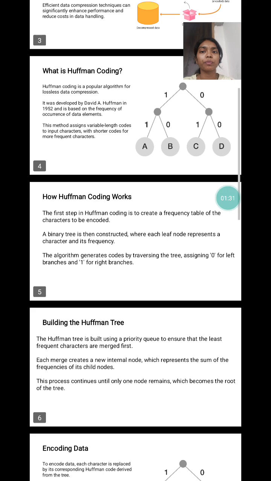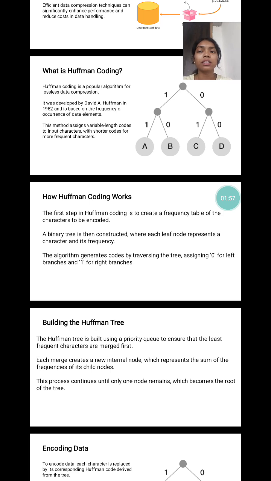What is Huffman coding? Huffman coding is a popular algorithm for lossless data compression. It was developed by David A. Huffman in 1952 and is based on the frequency of occurrence of data elements. This method assigns variable length codes to input characters, with shorter codes for the more frequent characters.